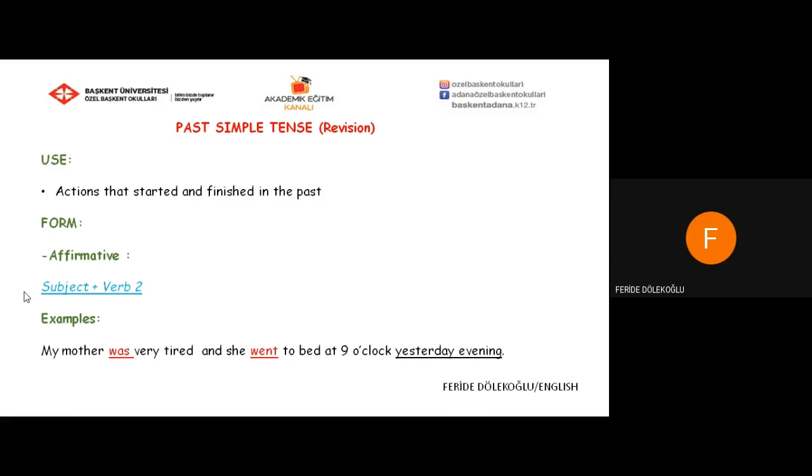My mother was very tired and she went to bed at 9 o'clock yesterday evening. Was and went, they are irregular verbs. Jack studied English for 2 hours last night.